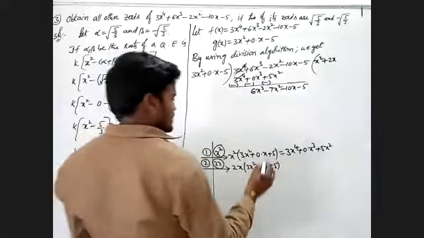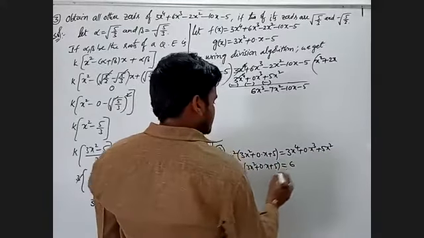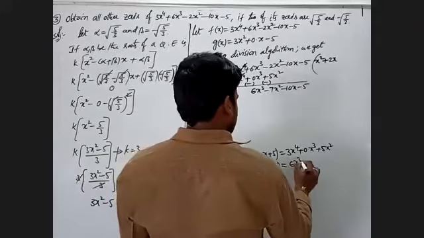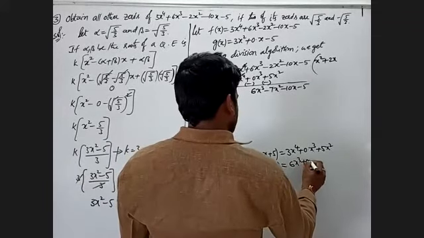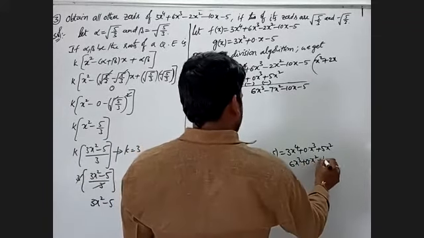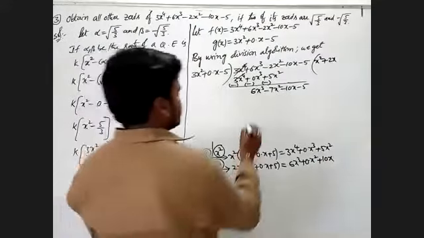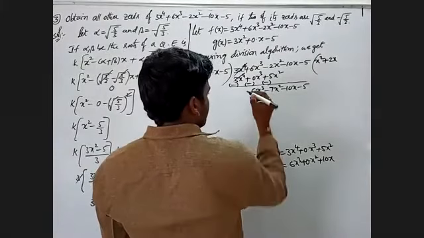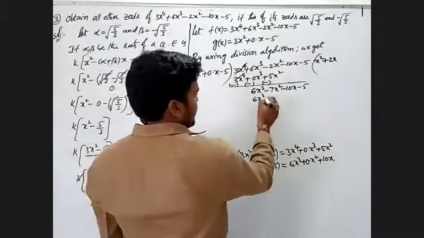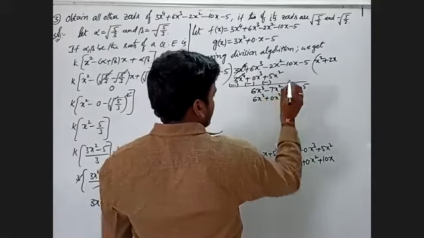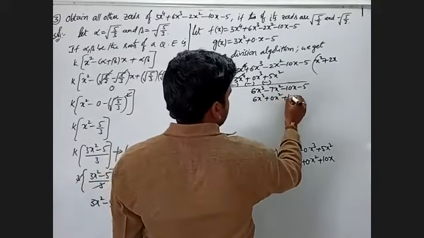I have to multiply this one, that I will write 2, 3, 6. X into x square is x cube. After that, 0 into x square. After that, 2 into 5 will be 10, x will become 10x. That I will write 6x cube. Again, we will write 0 into x square. Again, we will write plus 10x.